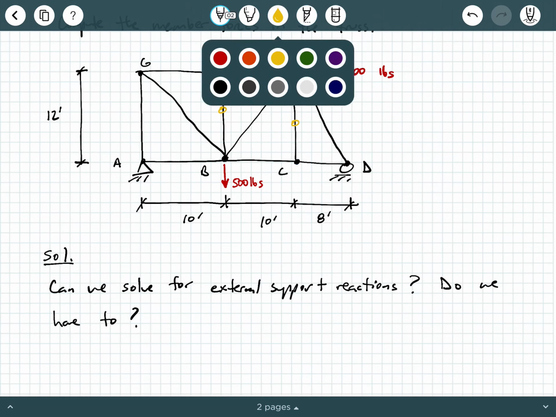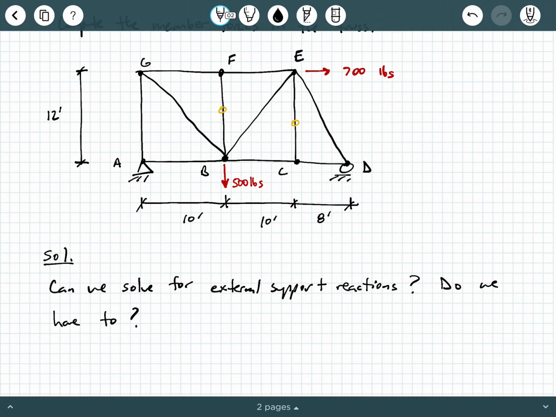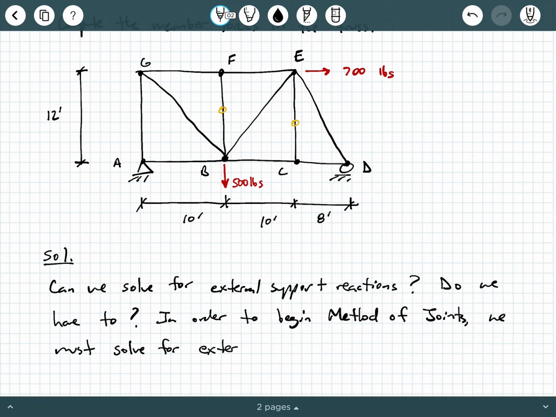So in order to get the method of joints process going, we still have to solve for external reactions. So we're going to state that here. In order to begin method of joints, we must solve for external support reactions first. Okay, there's no way we can start anywhere else for this particular problem.